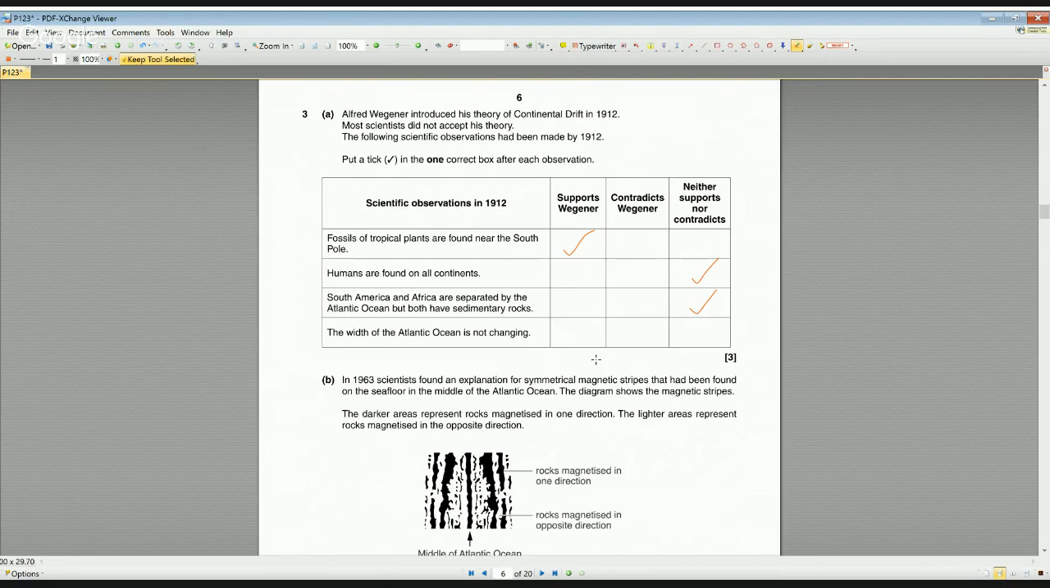And the width of the Atlantic Ocean is not changing. Subsequently, we have discovered that's not true, but in 1912, there was no evidence that the Atlantic Ocean was changing its width, so that contradicted Wegener. Wegener said that the continents were drifting apart, and they clearly aren't.